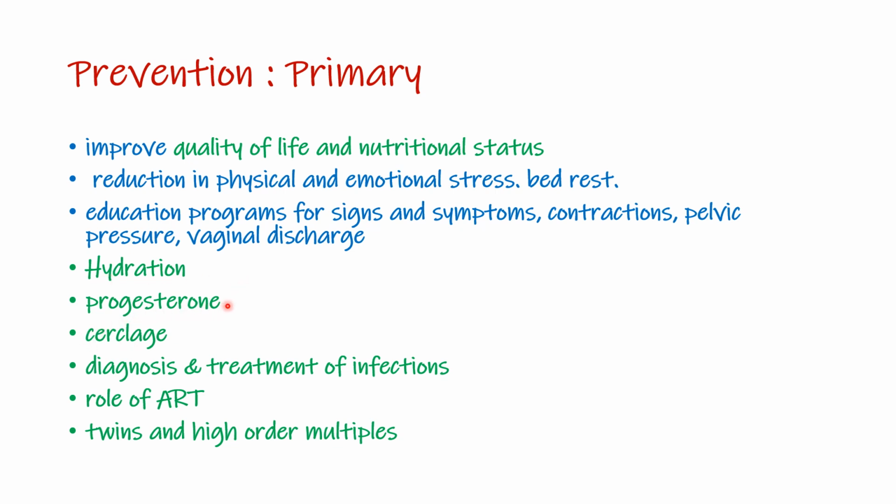Progesterone, which is usually given in the second trimester, especially in women who are asymptomatic and have a prior history of preterm labor. And cerclage, which is a procedure used to keep the cervix closed and to treat cervical incompetency. And diagnosis and treatment of infection such as UTIs, which is one of the risk factors, and the role of assisted reproductive technology, twins and higher order multiples.